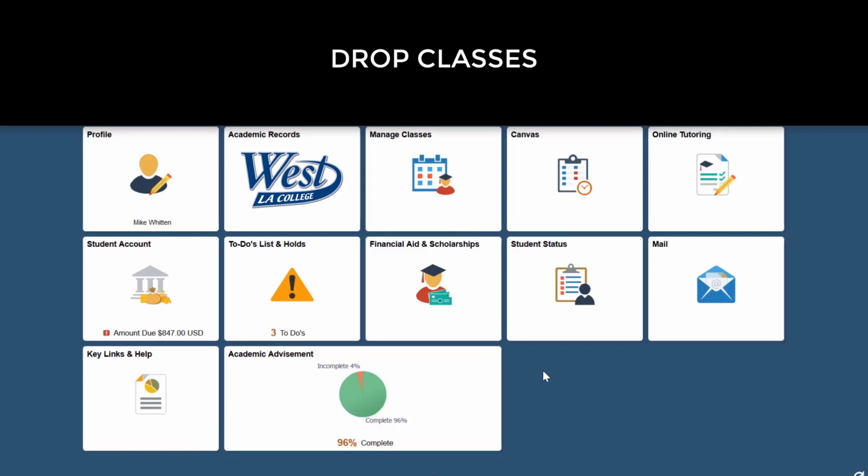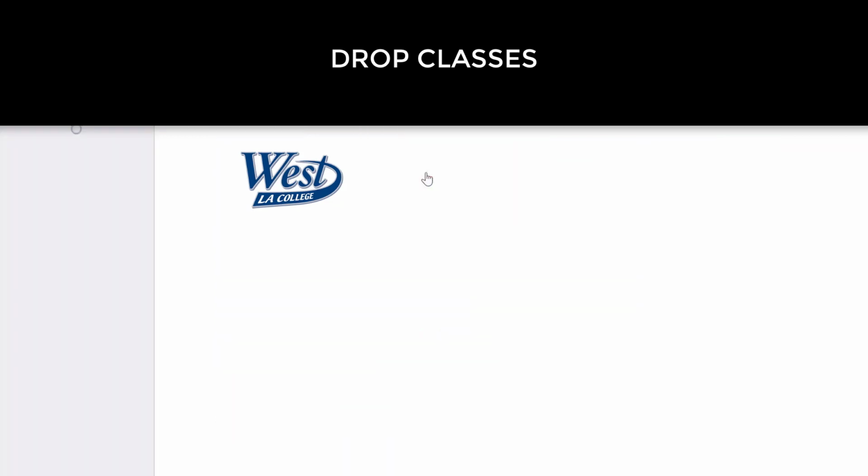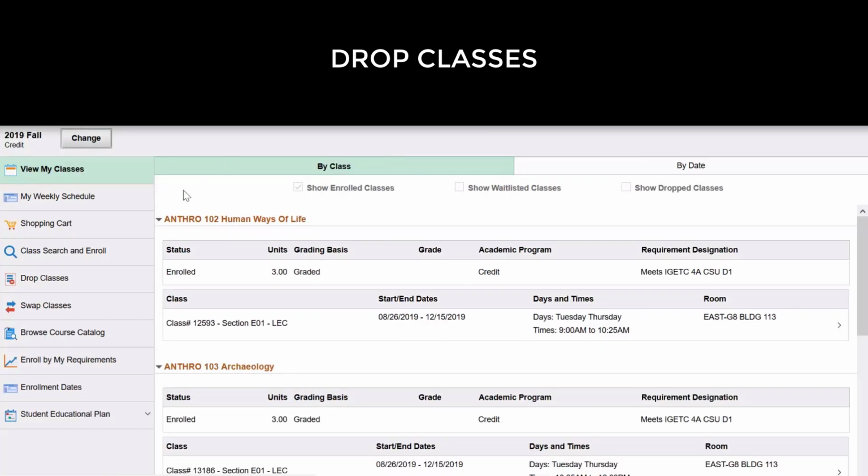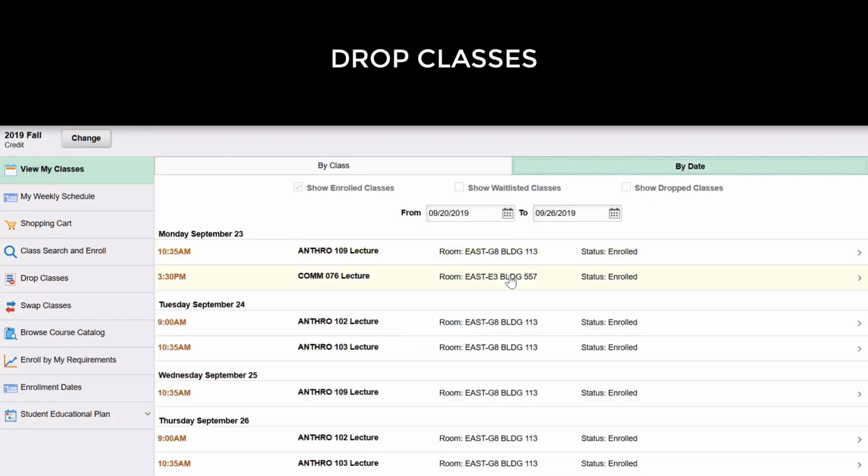To access the enrollment functionality, select the Manage Classes tile. After you select the tile, the system will display by default your current class schedule. If you happen to be active in more than one term, you may see 2 or 3 options to choose from. And in this, we'll see our current class schedule for the fall 2019 by class, or select by date to view your class schedule by date.